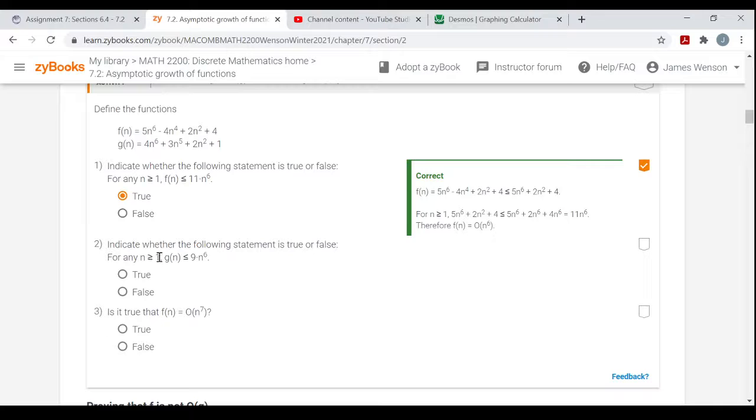How about for n greater than or equal to 1, would g of n be less than or equal to 9n to the 6th? Well, let's take the sum of the positive coefficients here. That would be 10. So no.